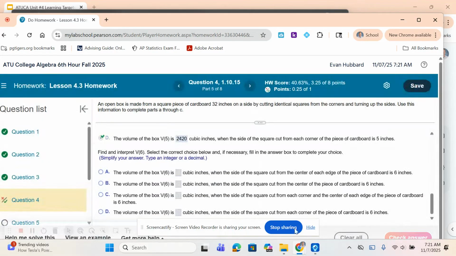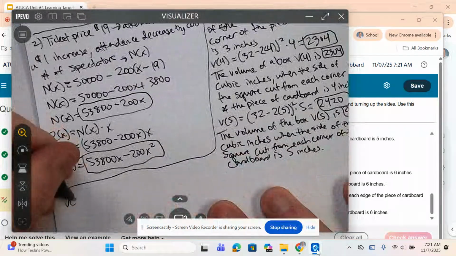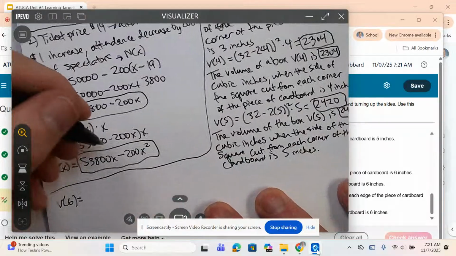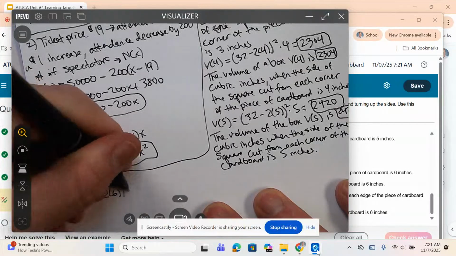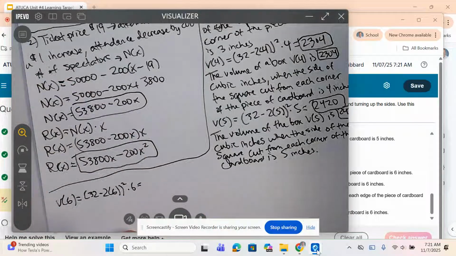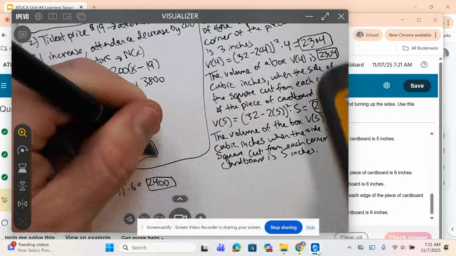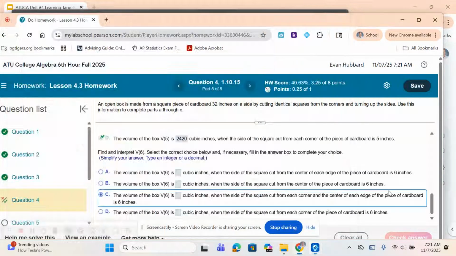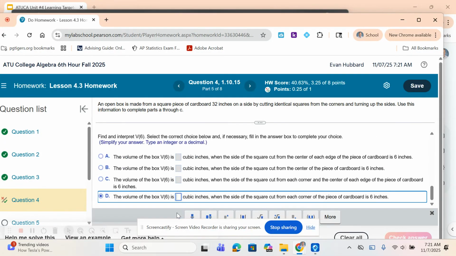So V of 6. So now I'm going to do 6. I'm going to write this down here, so I'm going to have some room. So V of 6 is equal to 32 minus 2 times 6 squared times 6. And so I can just go to 6. That'd be 2,400. Okay, so that's when it's square cut from each corner of the piece. This would be 2,400.